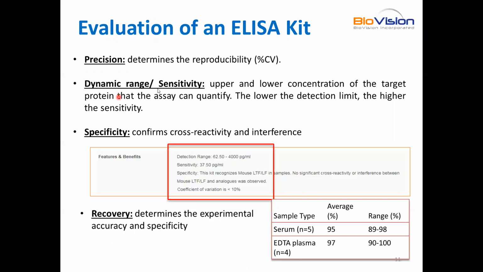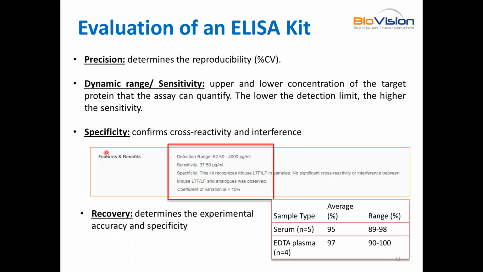Next is the dynamic range and sensitivity. As I already mentioned, the dynamic range is the upper and lower concentration of the target protein that the assay can quantify. The lower the detection limit, the higher the sensitivity of the kit. The better the sensitivity, the better the kit, and it is definitely preferred by users. Next comes the specificity.